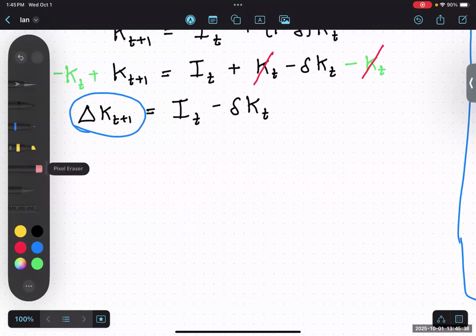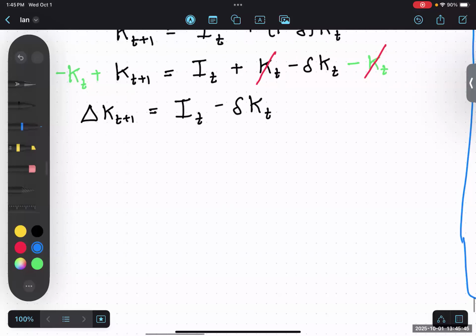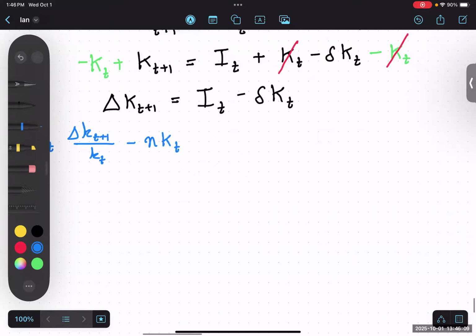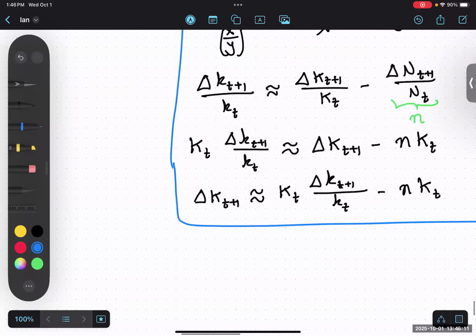And just to be a little bit more didactic or clear with this explanation, I will replace it in blue, okay? So what we said is that delta kt plus 1 is kt times the growth rate of capital stock per worker minus nkt. Let me just quickly go back to verify that this is exactly what we had.